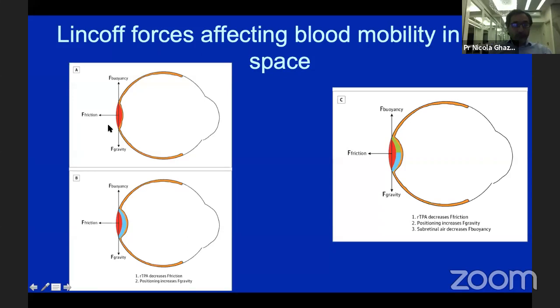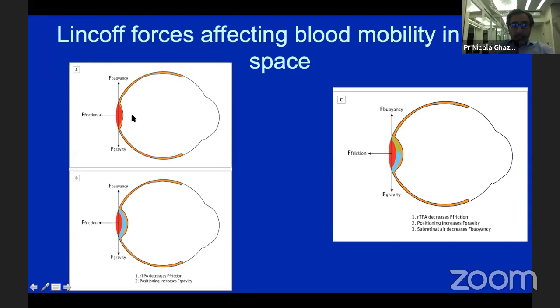There are 3 types of forces. Only one, which is the force of gravity, acts in our favor, whereas the friction and the force of buoyancy act against us. And we have to minimize the forces of buoyancy and friction and improve the force of gravity. By injecting subretinal TPA and fluid, we decrease the force of friction because we lyse the fibrin clot, and we also bathe the clot with fluid, minimizing the friction between it and the photoreceptors and the subjacent RPE.